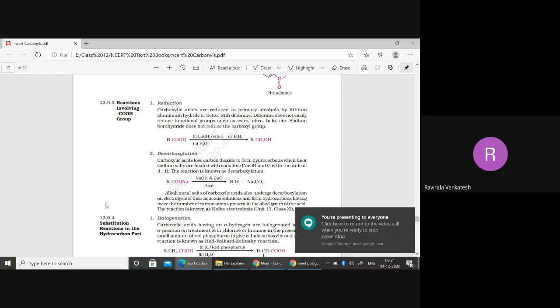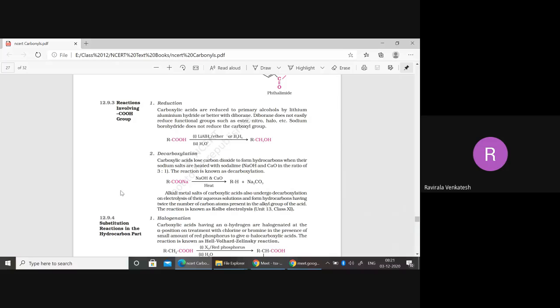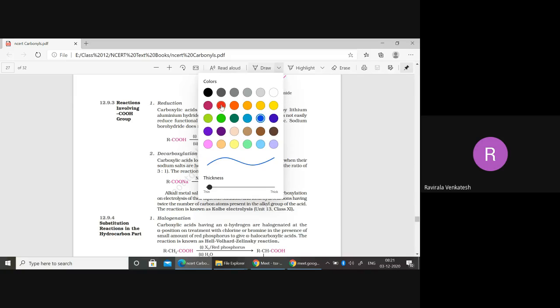The remaining reactions of carboxylic acids. In that, the first one will be the reduction reactions of carboxylic acids. When carboxylic acids undergo reduction, they will produce alcohol.